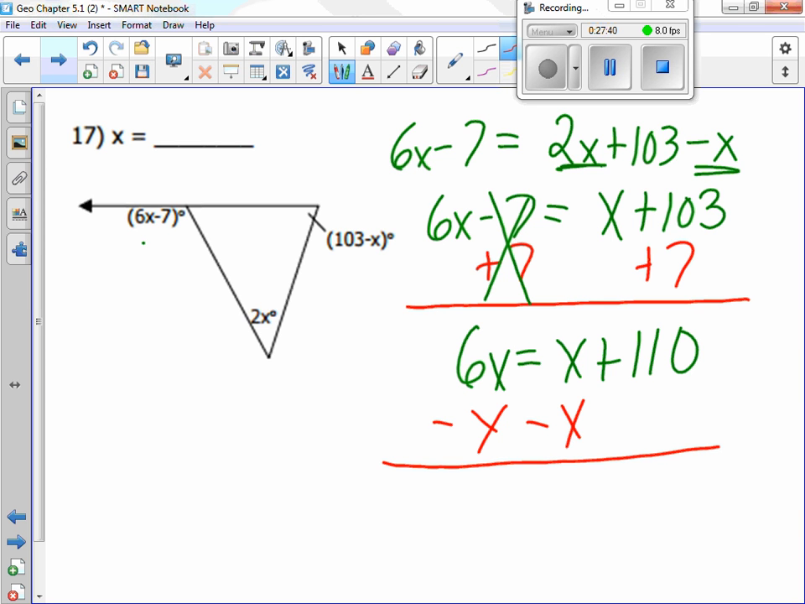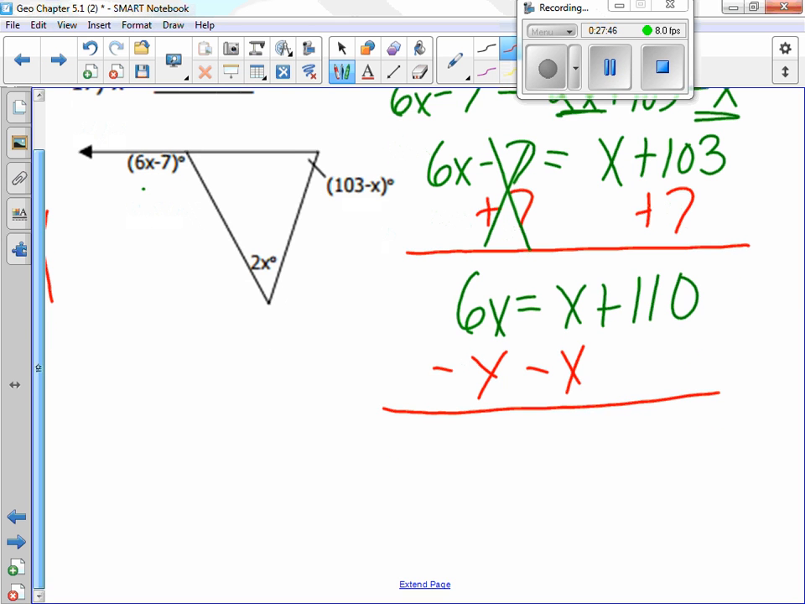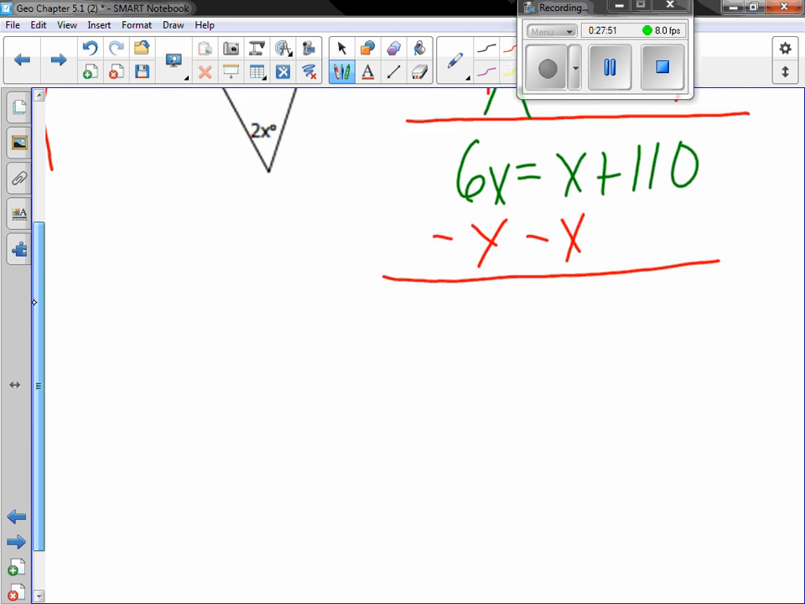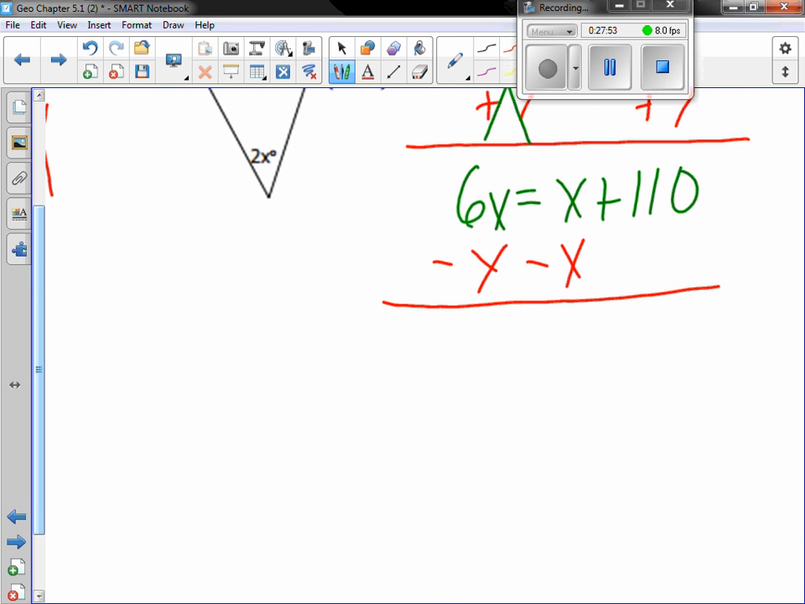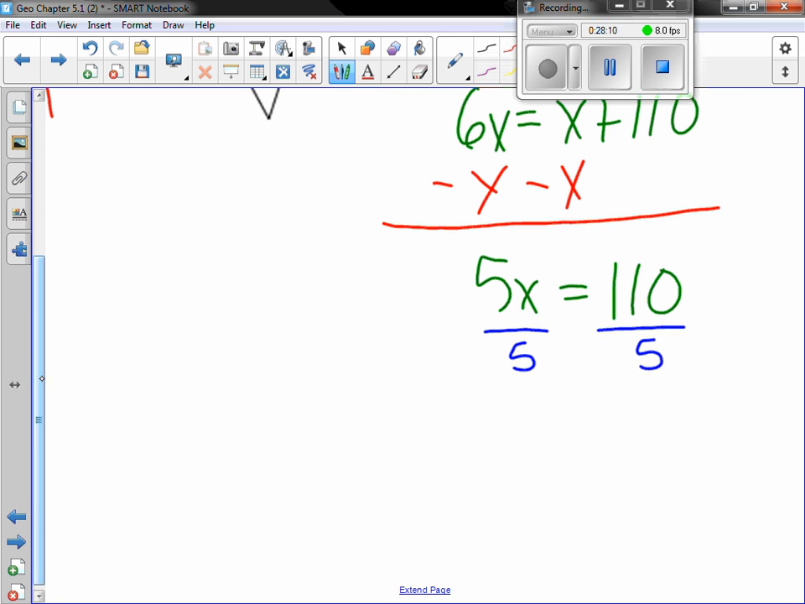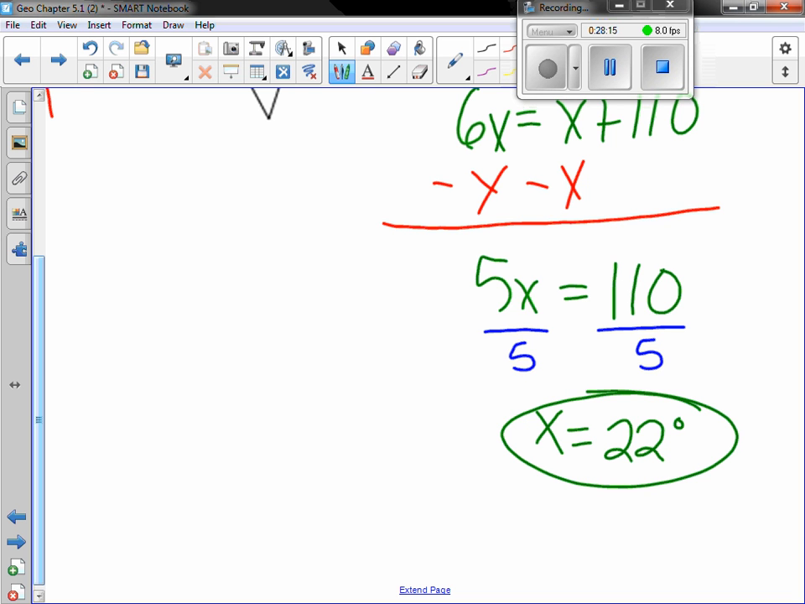Then we'll minus x from both sides, because again, we need to get the variables on one side, and we need to get the values of x on the other. So 6x minus x would give us 5x, and it's equal to 110, and last but not least, we divide both sides by 5. X is equal to 22 degrees.